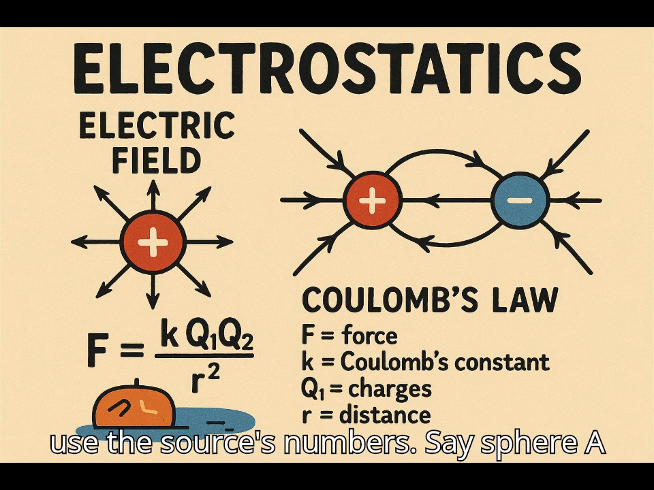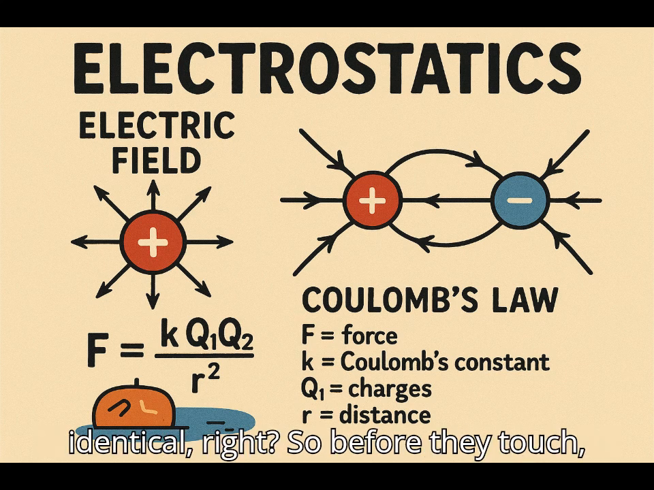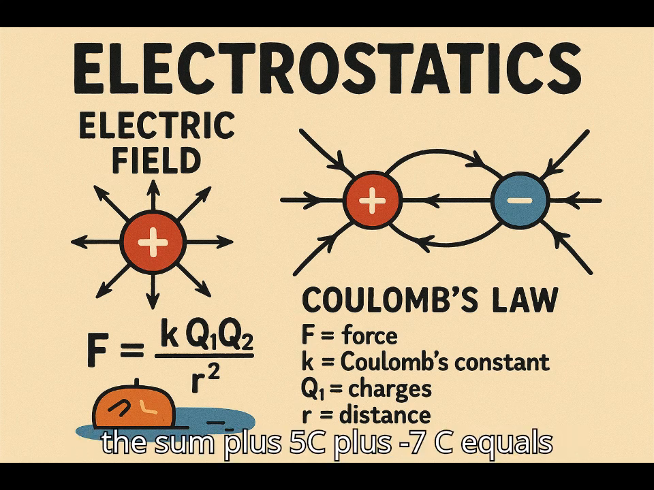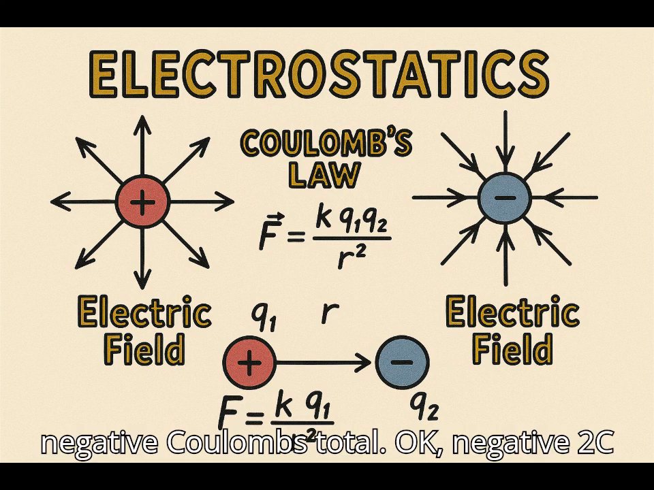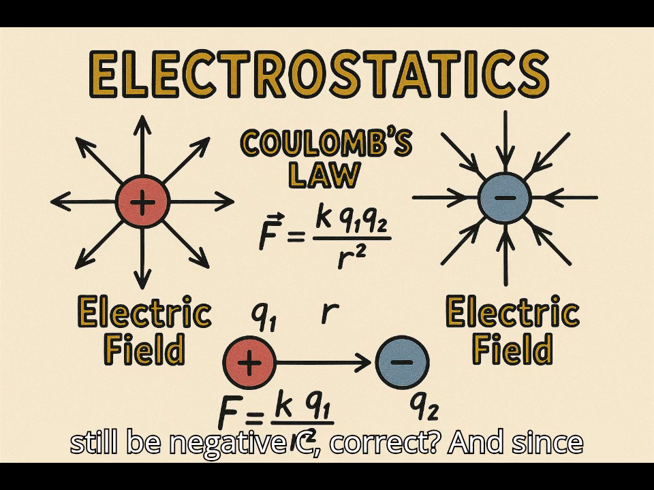Okay, let's use the source's numbers. Say sphere A starts at +5 coulombs, and sphere B starts at -7 coulombs. They're identical. Right. So before they touch, the total charge in the system is just the sum, +5C plus -7C equals -2C total. Okay, -2C total. So conservation says after they touch and separate, the total charge must still be -2C.